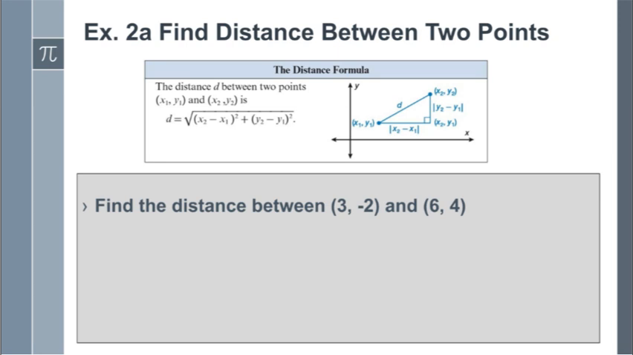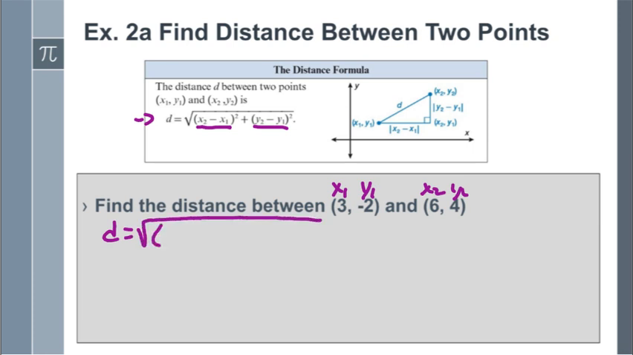Next, instead of using the Pythagorean theorem, there's another formula, the distance formula. The distance formula can be used to find the distance between 2 points. D for distance equals the square root of x2 minus x1 squared plus y2 minus y1 squared. So let's find the distance between these 2 points. Again, this is my x1, y1, x2, y2. We'll substitute those numbers into our formula.